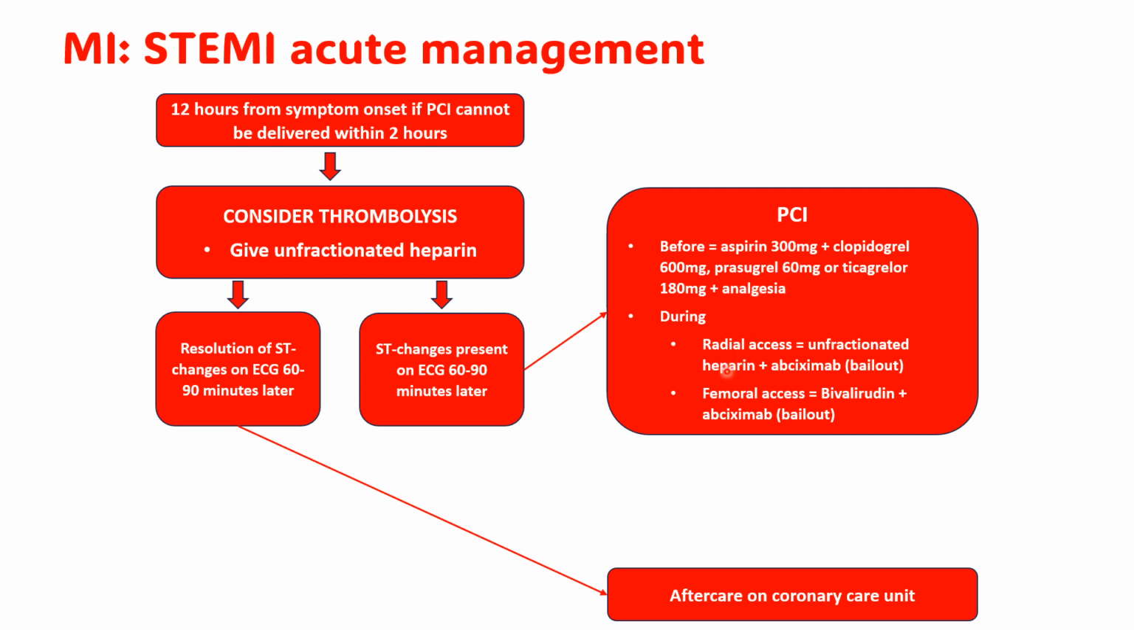During PCI, if they insert the cardiac catheter via the radial artery, we want to also use some unfractionated heparin and another anticoagulant called abciximab. If there's femoral access, there's an anticoagulant called bivalirudin, and you can also use abciximab too.